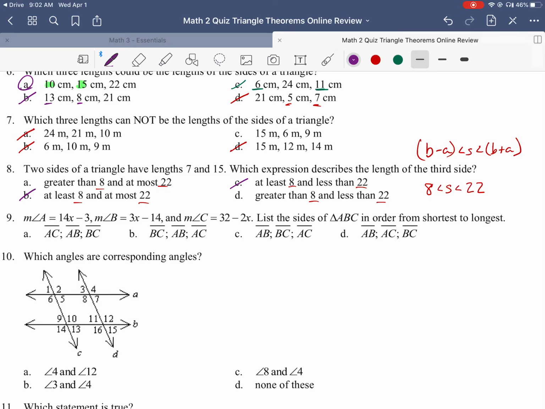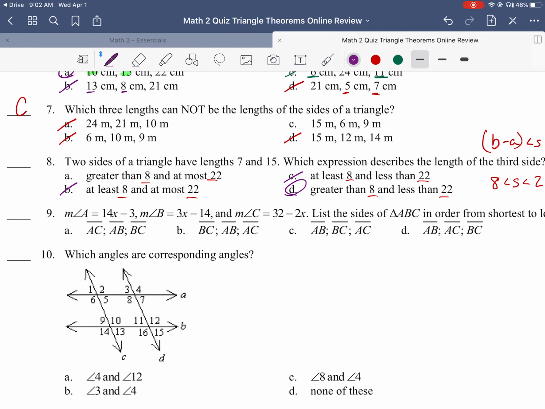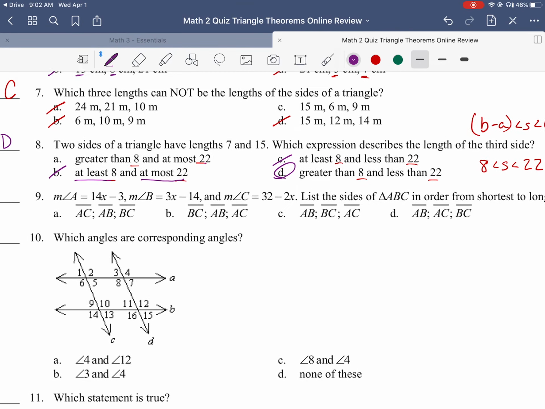So at most 22 means that 22 is included. Less than 22 is the one that we're going to want. So it's important to know the difference. At least means the number is included. At most also means the number is included.